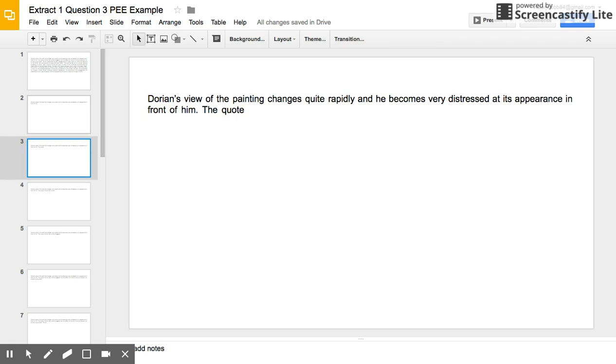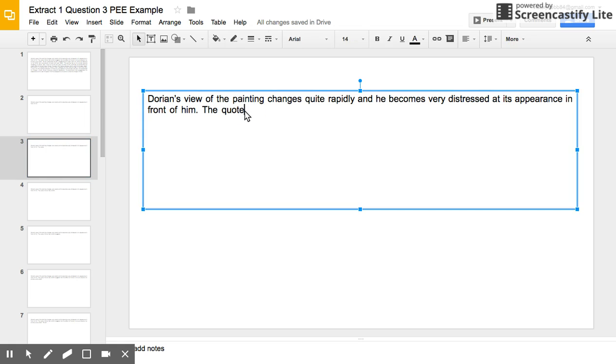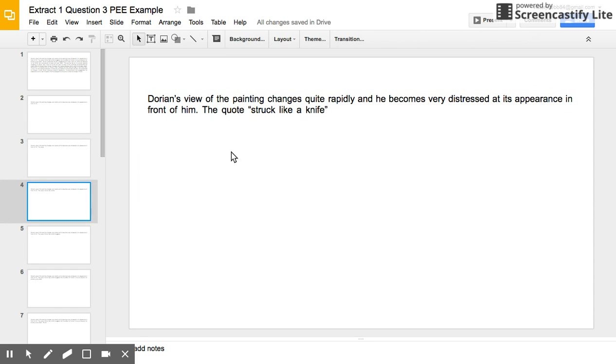Then you introduce the quote. Now you could introduce it with the phrase if you wanted to. You could write the sentence. If you know what type of language feature it is, you might write down that language feature, and it just then introduces the quotation. Then you obviously introduce your quotation, it shouldn't be too long.